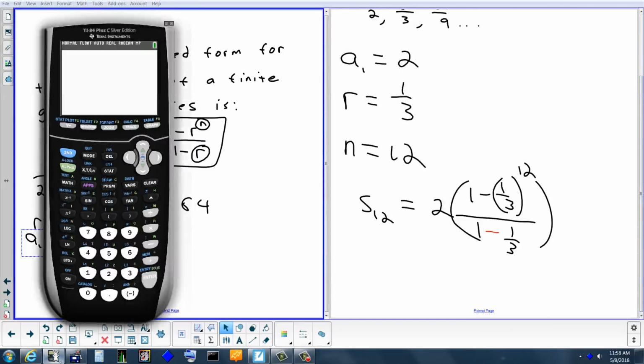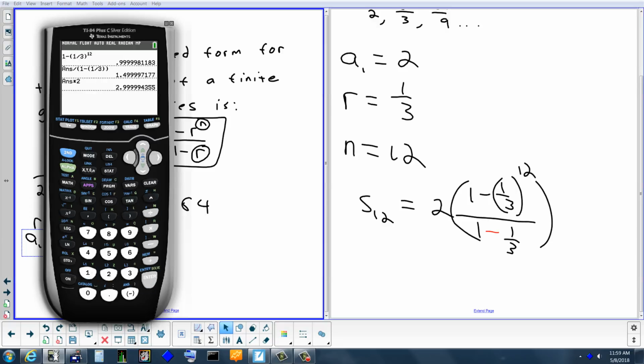All right. So I've got, you know what, I'm going to forget about the 2. I'll do the 2 after because it's just too much stuff for me to type in. Let's do 1 minus 1/3 raised to the 12th. Okay, so there's the top. Divided by 1 minus 1/3. Now I know 1 minus 1/3 is 2/3, so I could just do it that way. But if I'm not sure, just type it in like that. So that's the bottom, and that's all multiplied by 2.